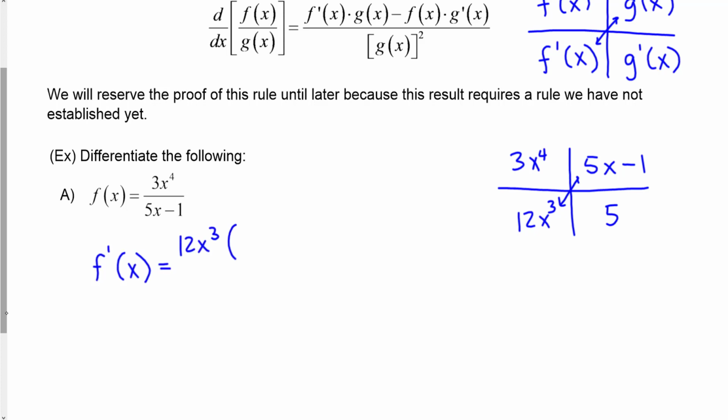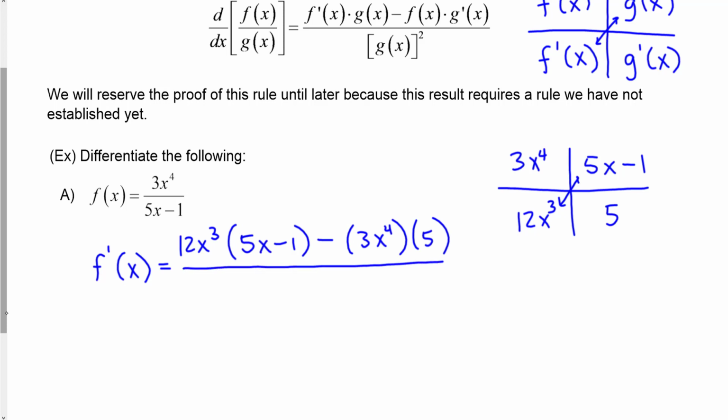So the derivative of f is going to be 12x cubed times the quantity 5x minus 1, minus 3x to the fourth times 5. And then don't forget that you're dividing by the original denominator squared.